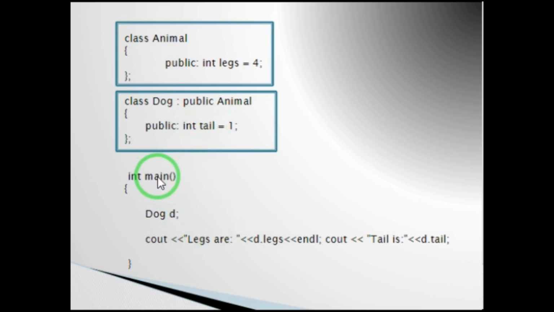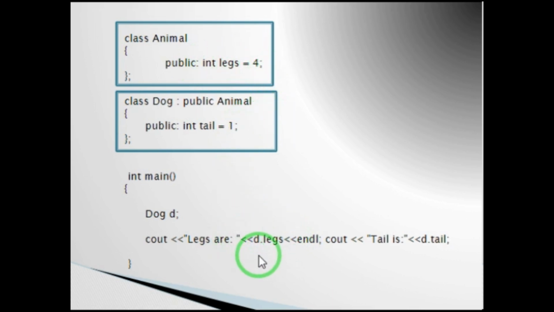Now in the main section, I create an object of the dog class, and see what happened. I can use d.leg and d.tail, but leg is a data variable of the animal class. Now how does this object of the dog class access this leg variable? Yes dear student, this is the magic of inheritance. Whenever I use this inheritance concept, all the data variables and member functions of the animal class get access in the dog class.